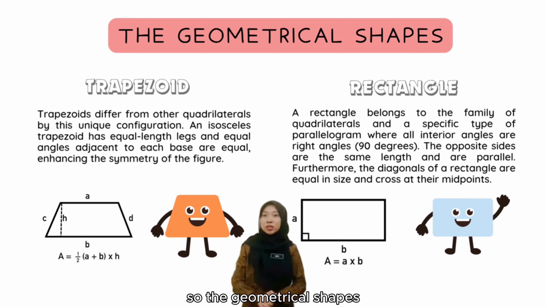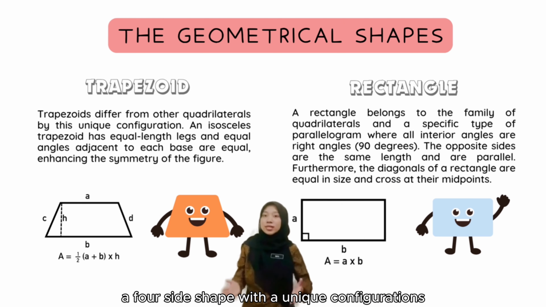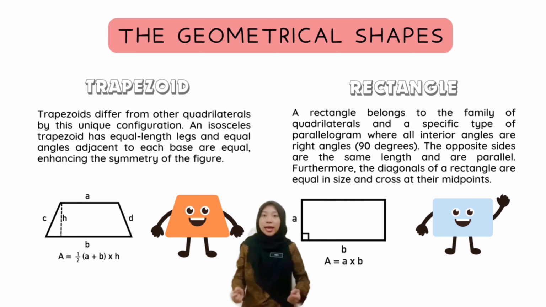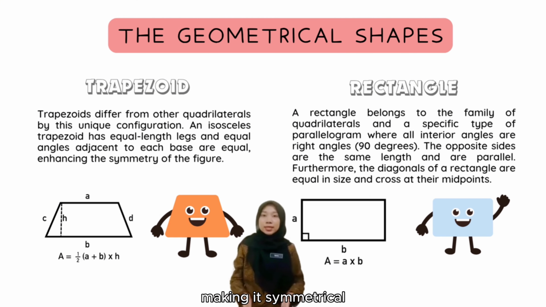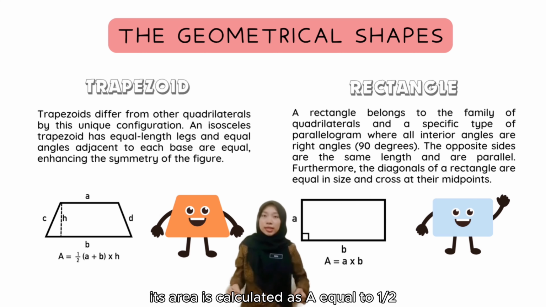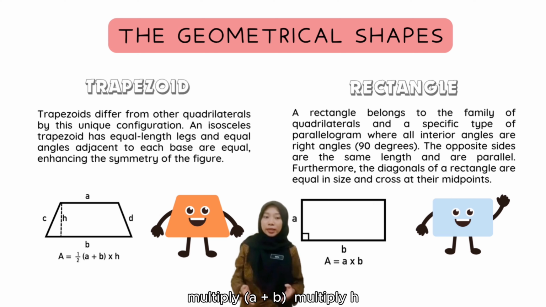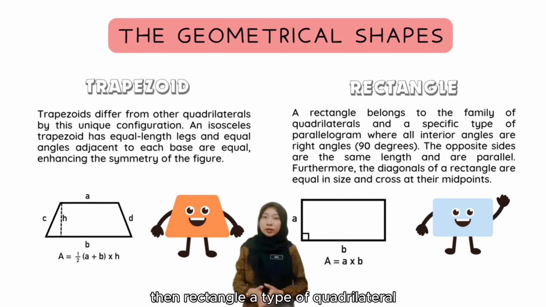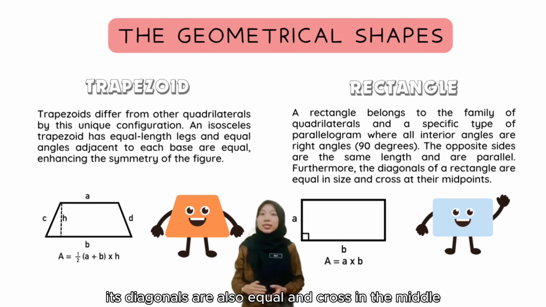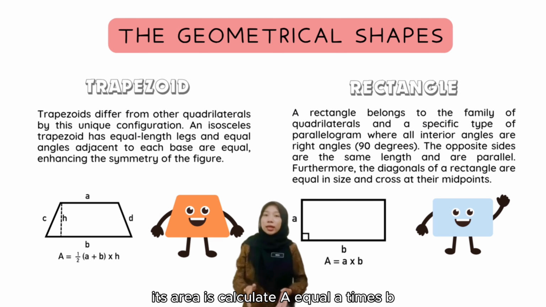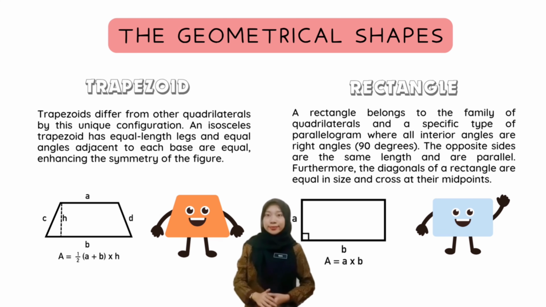So the geometrical shapes. First, we have the trapezoid, a four-sided shape with a unique configuration. An isosceles trapezoid has equal legs and base angles, making it symmetrical. Its area is calculated as A equals 1 over 2 multiplied by (a plus b) multiplied by h. Then the rectangle, a type of quadrilateral where all four corners are 90 degrees and opposite sides are equal and parallel. Its diagonals are also equal and cross in the middle. Its area is calculated as A equals a times b.